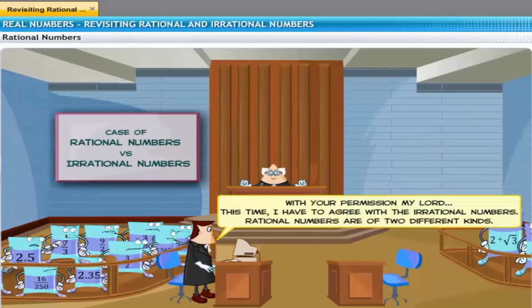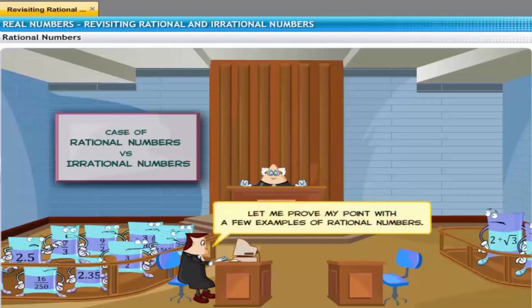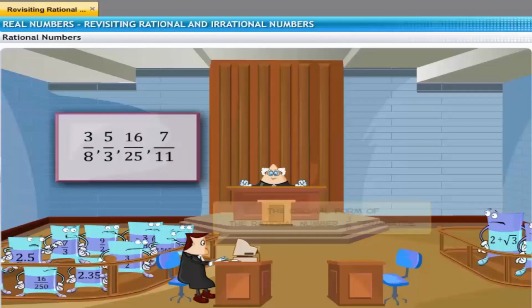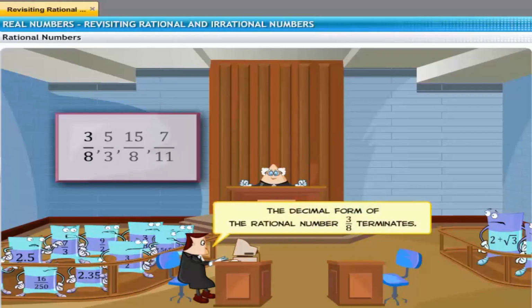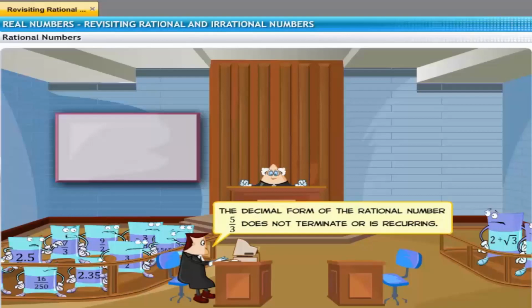On this issue, Mr. Public Prosecutor seems to agree with the irrational numbers. According to him, the rational numbers are of two different kinds. Let us look at a few examples of rational numbers to see how they are different. The decimal form of the rational number 3 by 8 terminates or has a finite number of digits. The decimal form of the rational number 5 by 3 does not terminate. It has an infinite number of digits and is a recurring decimal number.